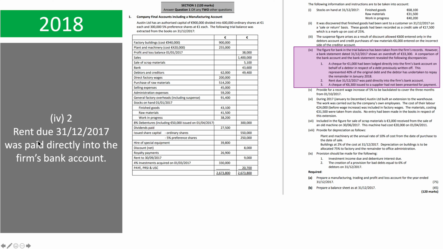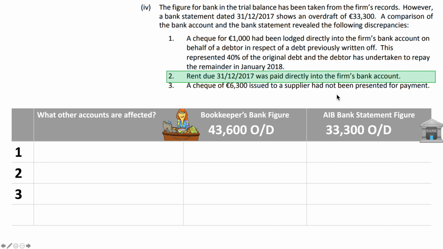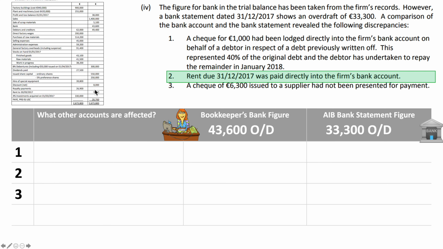So part 2 says rent due on the 31st of the 12th, 2017 was paid directly into the firm's bank account. So this is how we lay out the bank adjustment. Again, look at the bank video. What we do is we look at the trial balance and we see here rent up until the 30th of the 9th 2017 is 9,000 on the credit side. So that is rent received, 9,000 for 9 months.